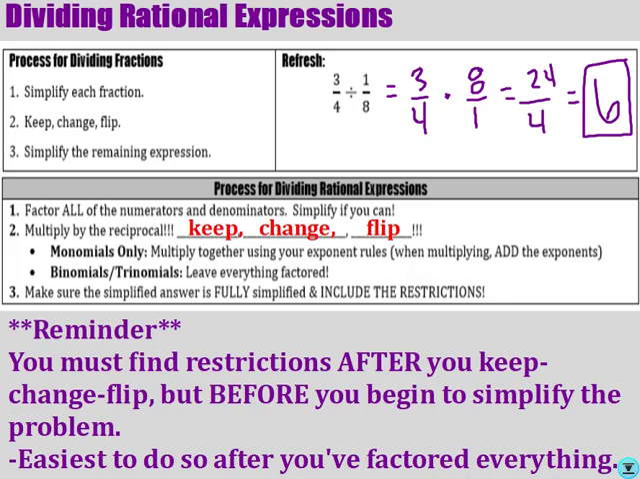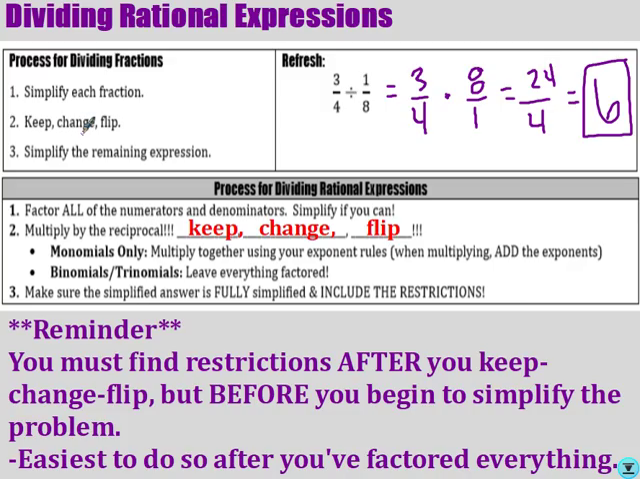All right, so process for dividing rational expressions. Factor everything first. Simplify if you can ahead of time to make life easier for you. Multiply by the reciprocal. This is probably going to be the biggest thing that you forget to do. Monomials, same rules apply. You multiply the coefficients, add your powers when you're combining. Binomials and trinomials, just leave it in factored form.